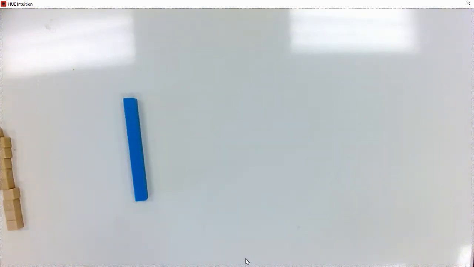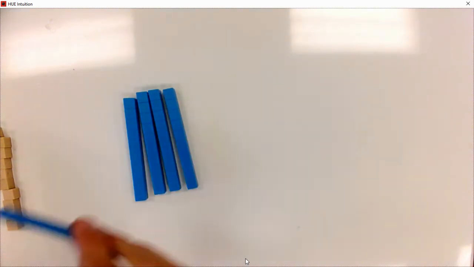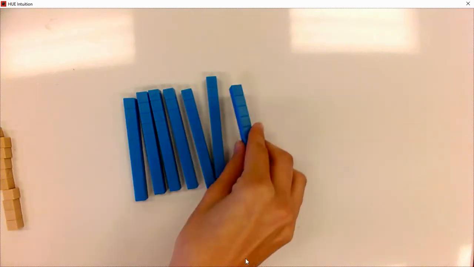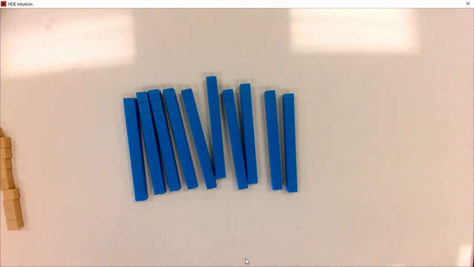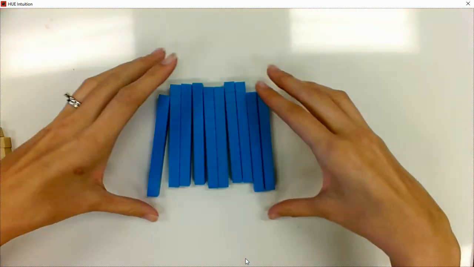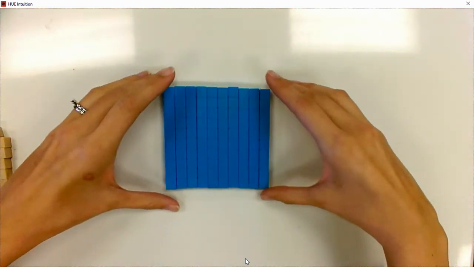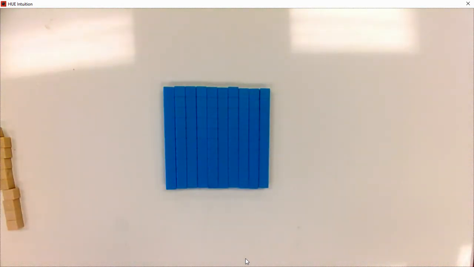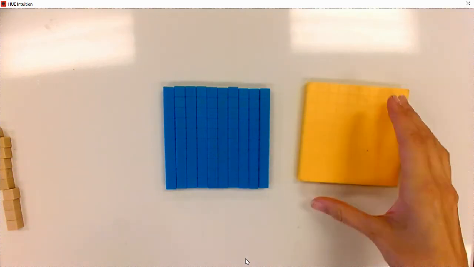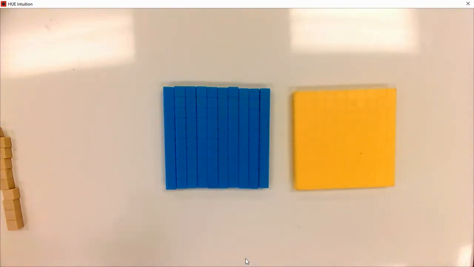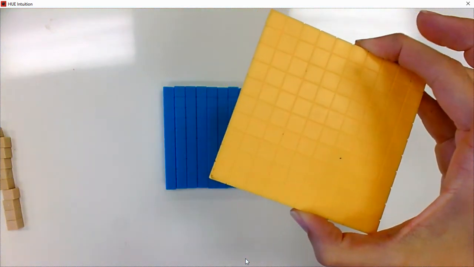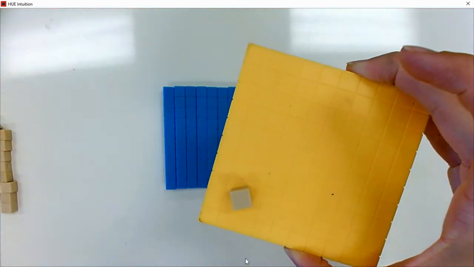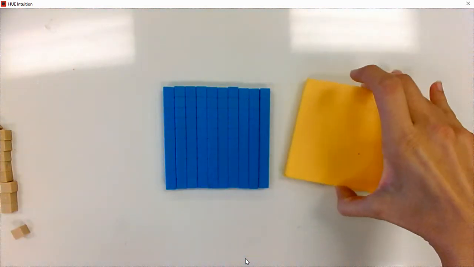Then, when I get up to 10 tens, I can bundle those together. 10 groups of 10 is 100. And once again, I have a block for that. This is a hundreds block. Notice it's the same size as 10 tens blocks. And if I were to look closely at this block, I could see it's actually made up of 100 ones. This block represents 100.